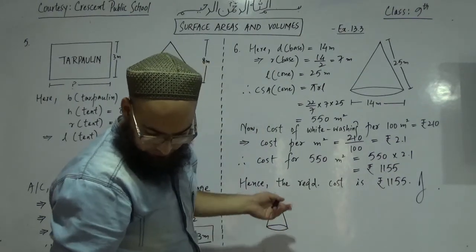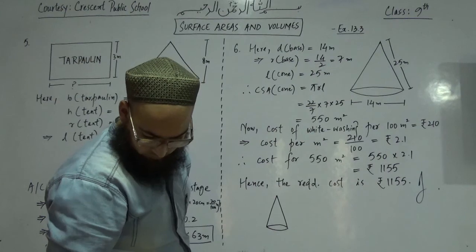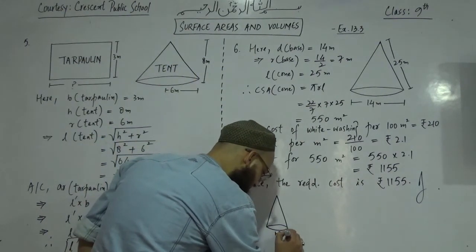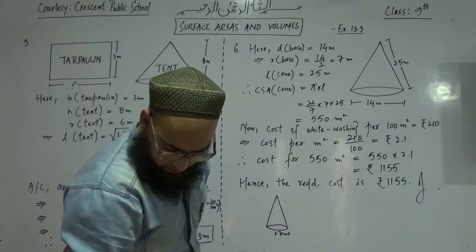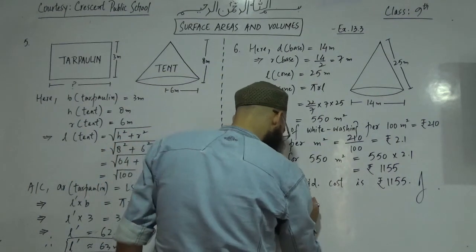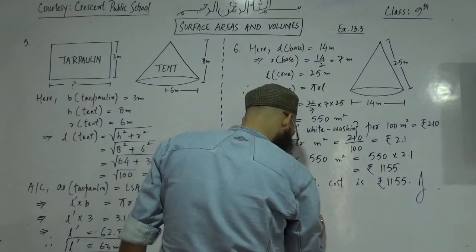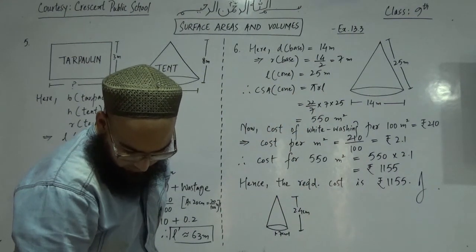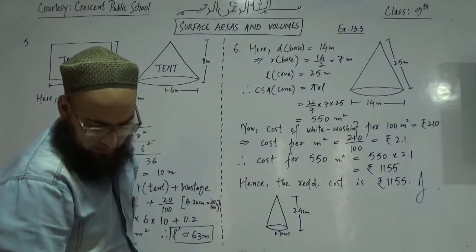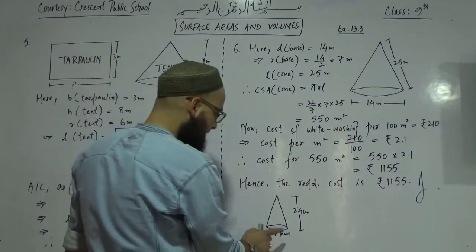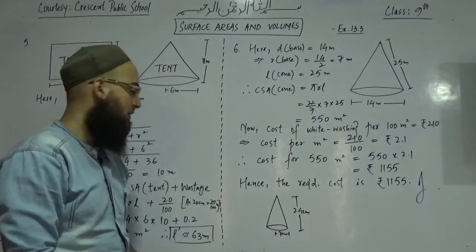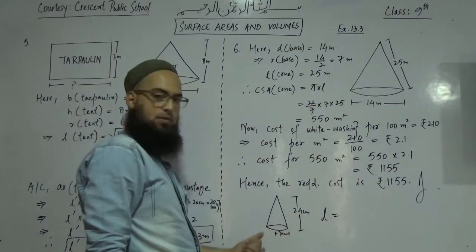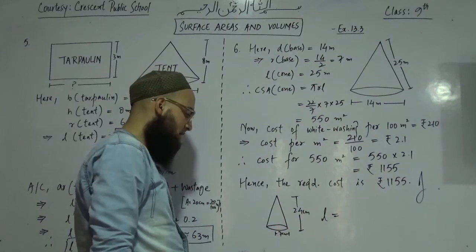Radius is given. Radius is 7 centimeter, and height is 24 centimeter. Find the area of the sheet required to make 10 such caps. Height is given. Radius is given. First, you can get the slant height by under root h square plus r square. So you have the slant height now.